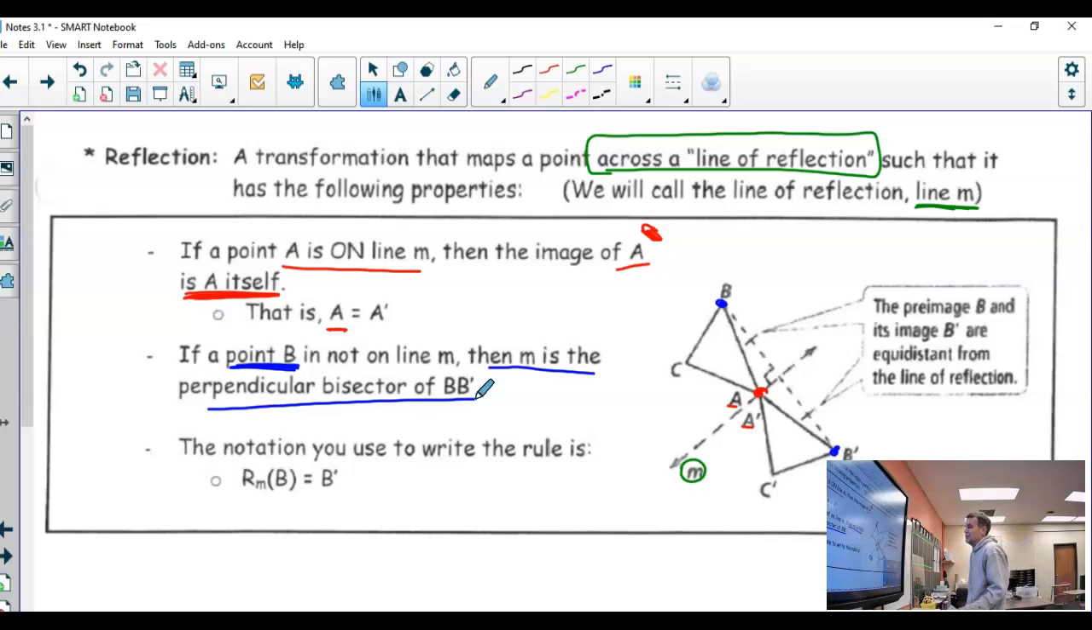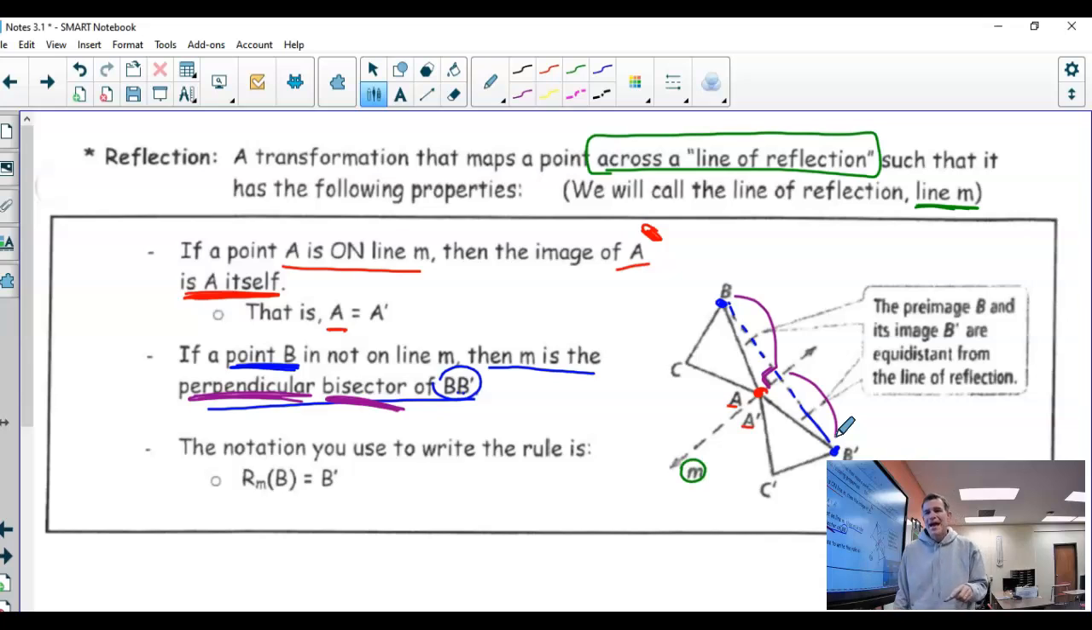Let me explain it. So this is a line from B to B prime. It is represented by this dotted line on your paper. That is the line BB prime. And what we're saying is that this line M in the middle is perpendicular to it. So what does it mean to be perpendicular? It means it makes a right angle with it, a 90-degree angle. And this line M, the line of reflection, bisects it. When it bisects it, it means this length and this length are the same.